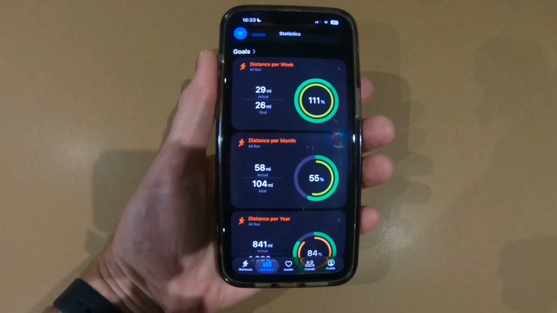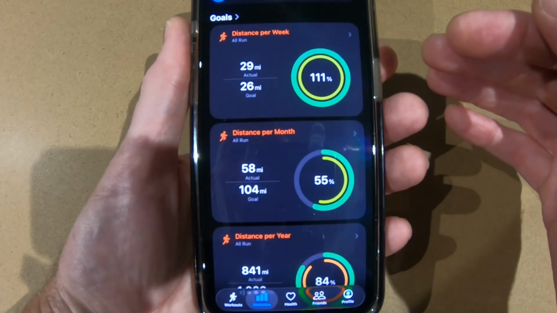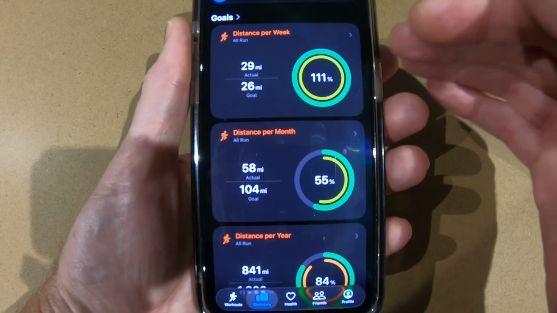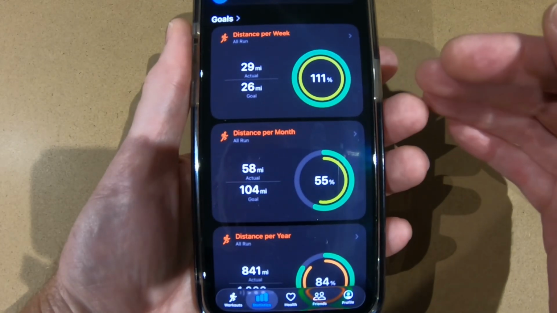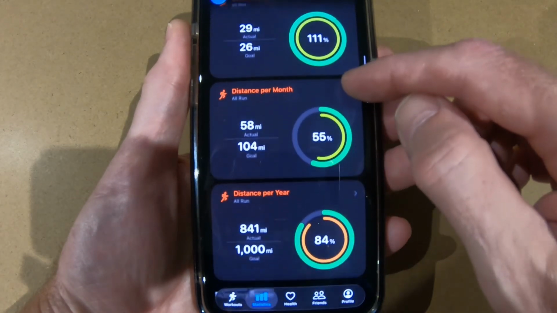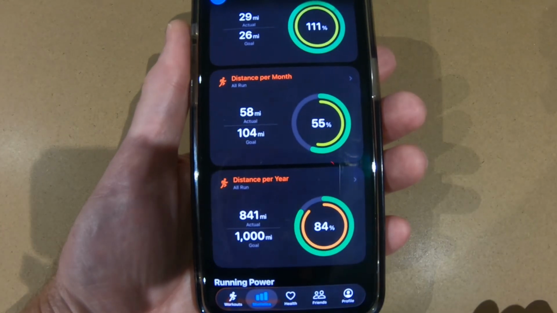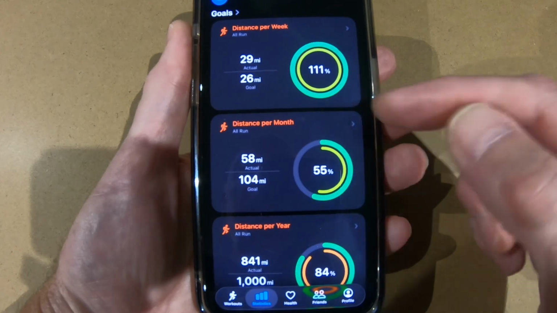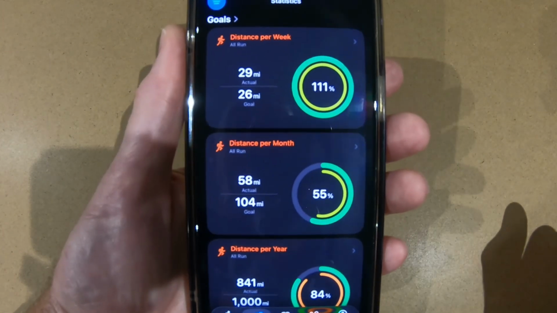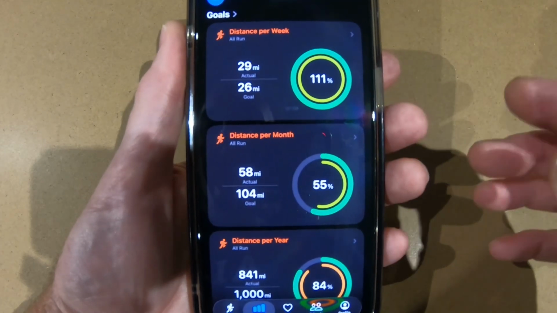One of the really useful features of the HealthFit app is the goals, and that's this section here. I've set it up so I want to do a weekly, a monthly, and an annual goal. My weekly goal is to run 26 miles. My monthly goal is to run 104, and this all wraps up into trying to run 1,000 miles a year. So if we look at my weekly goal, it was 26 miles for this week. I've actually run 29 miles, so 111%, which is good.